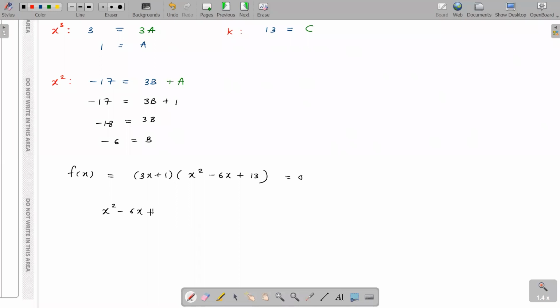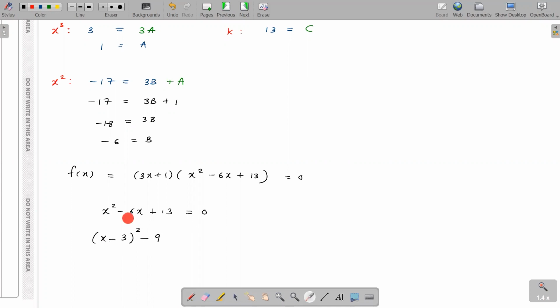x² minus 6x plus 13 equals 0, right? Okay, so how do we solve? You could either complete the square or you could use the quadratic formula. So I'll complete the square. (x minus 3)², when you complete the square, you have to take half of 6 here, which is 3 squared, compulsory minus, and write the square of minus 3 here, which is 9, plus 9.